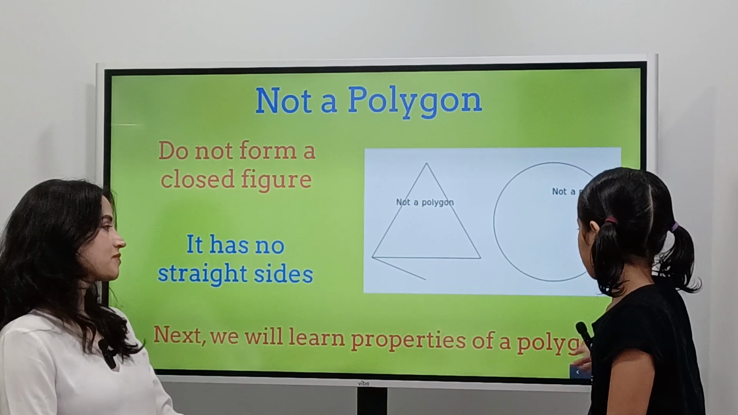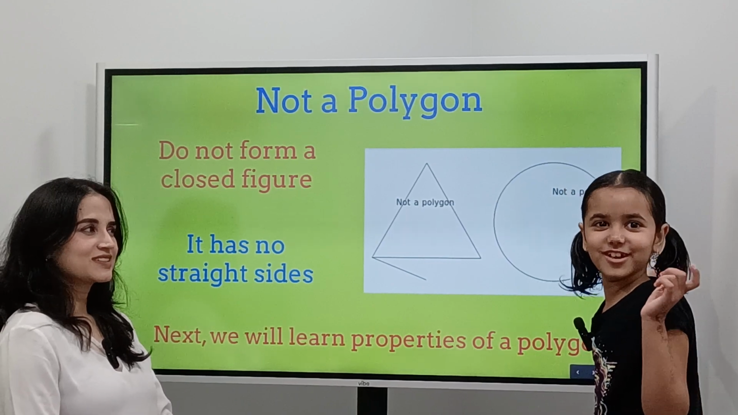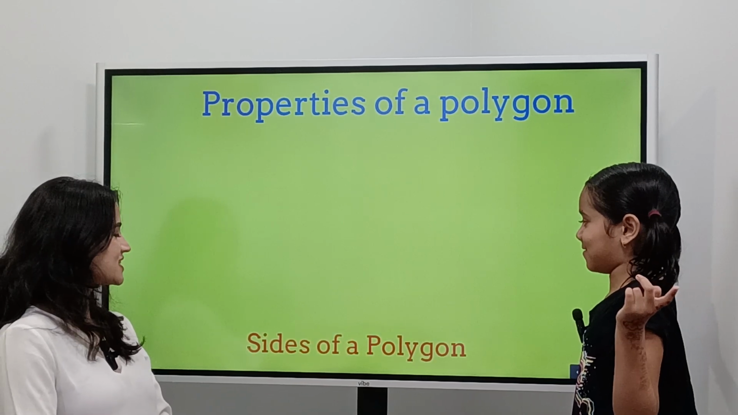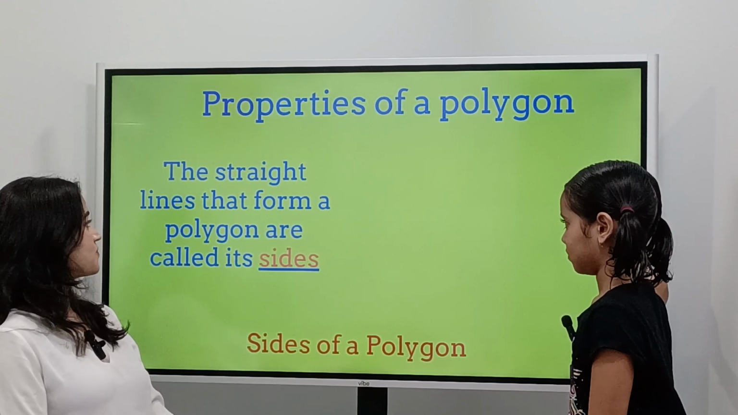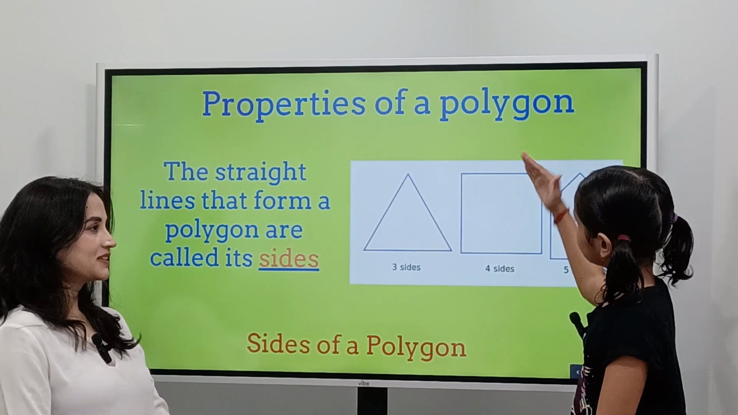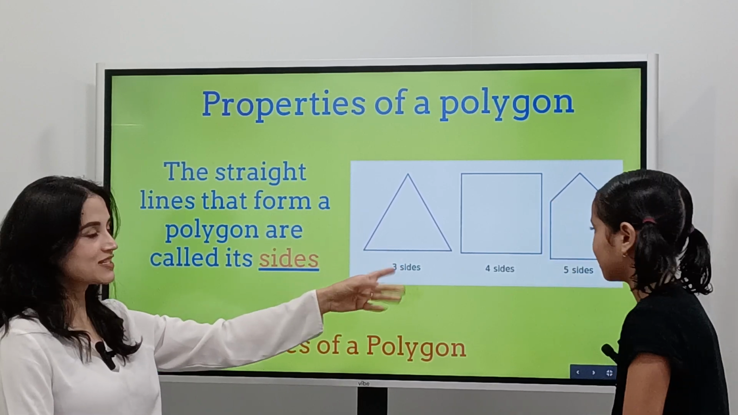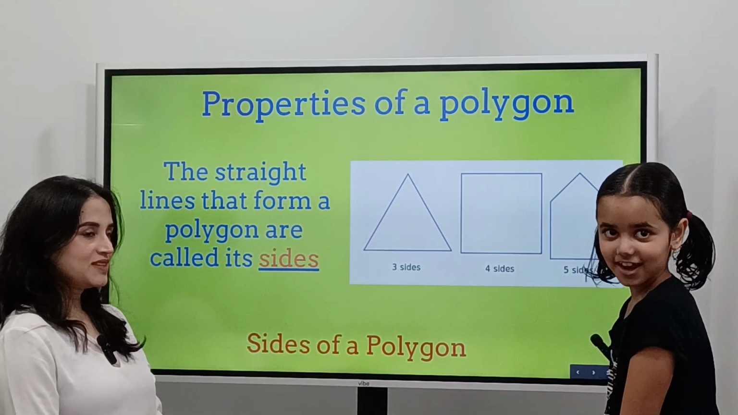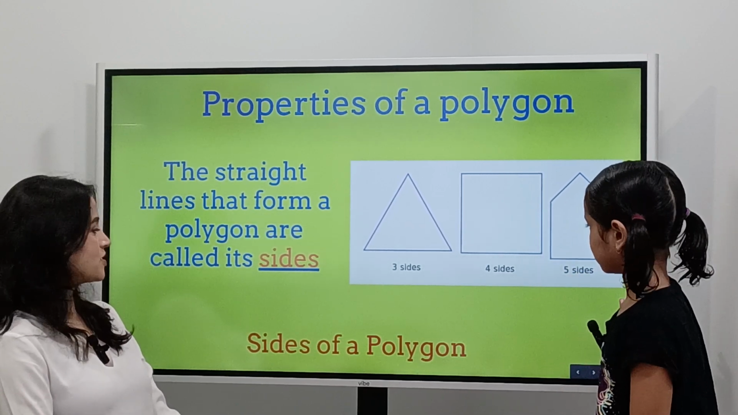So next we will learn about properties of a polygon. Wow. I think I know what's the first one. What is it? Sides. Okay, sides of a polygon. The straight lines that form a polygon are called its sides. So there are 3-sided polygons, 4-sided polygons, and 5-sided polygons. There's even 6, 7, 8, 9, 10. Yeah, those are all polygons.